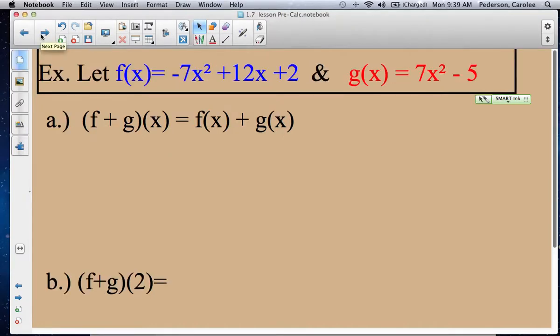Next slide, I don't need you to write it down. We'll just kind of work on it together so you're kind of watching. So here's two functions, the blue function and the red function. And we want you to add the two functions together. So when you see f plus g inside of a function, it means add the functions together. So I'm going to add the red and the blue together and then simplify.